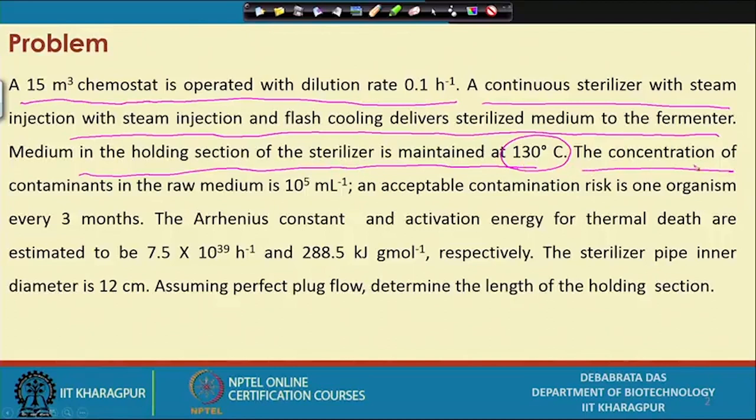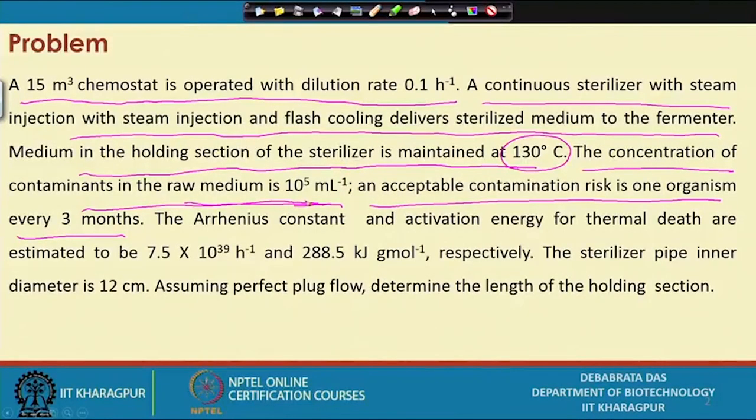The concentration of contaminants in the raw material is 10 to the power 5 per milliliter, and the acceptable contamination risk is one organism every 3 months. I told you that whenever we work on any kind of sterilization process, we always have a basis. The basis is how much contamination you are allowing with respect to how many organisms. Here in this problem, they are saying that the raw material contains 10 to the power 5 cells per milliliter, and the acceptable contamination risk is one organism every 3 months of operation.